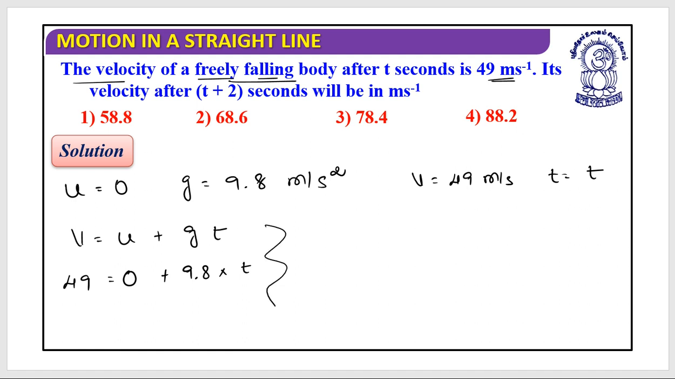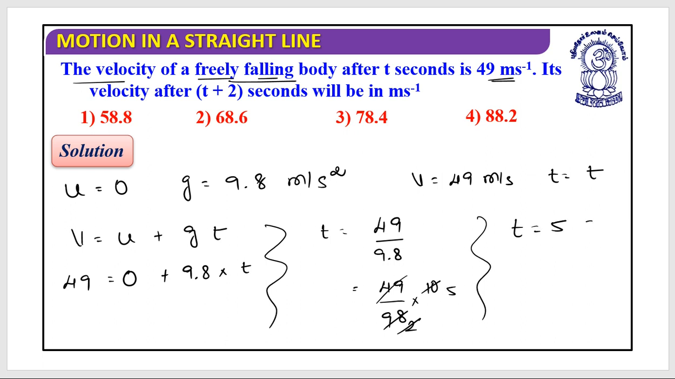So if I solve this, t should be equal to 49 by 9.8, or I can write it like this: 49 by 98 multiplied by 10. Yes, then 49 2s are 98 and 2 5s are 10. So this is the situation when t was 5 seconds. Yes, so 49 meters per second is the speed when t is equal to 5 seconds.